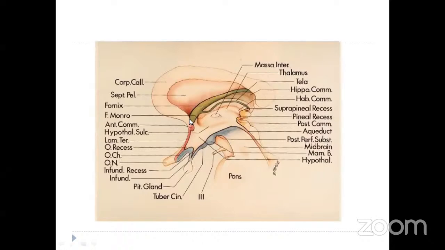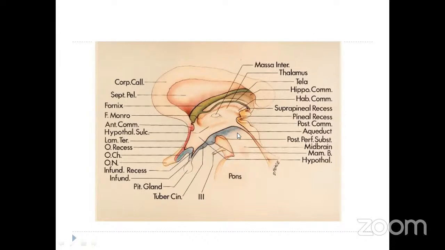As you can see in this diagram, the green colored structure is the fornix, which forms the roof of the third ventricle. The fornix separates the third ventricle from the lateral ventricle and septum pellucidum. The red colored structure in this diagram is the anterior border of the third ventricle, which is formed by the anterior commissure and the hypothalamic sulcus. Anteriorly, it is also formed by part of the lamina terminalis.